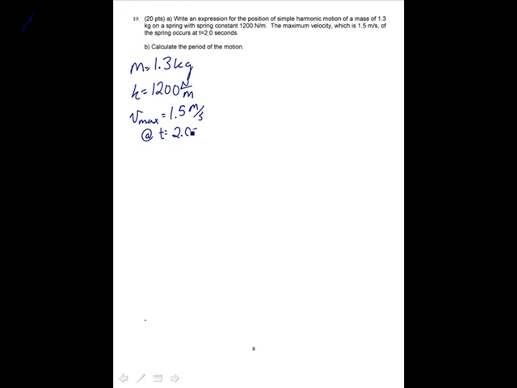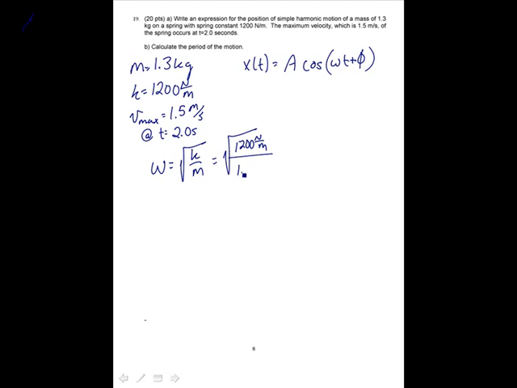Alright, so I want to determine all the values. My solution for the Hooke's law differential equation that we showed in class is this, that x of t is equal to A cosine of omega t plus phi. And I want to determine what these values are. What is A, what is omega, what is phi? Alright, first I need to find the angular frequency. Omega is equal to the square root of k over m. We're going to use this for a couple of different purposes. This is the square root of 1200 newtons per meter over the mass, 1.3 kilograms, which gives me 30.4 radians per second.